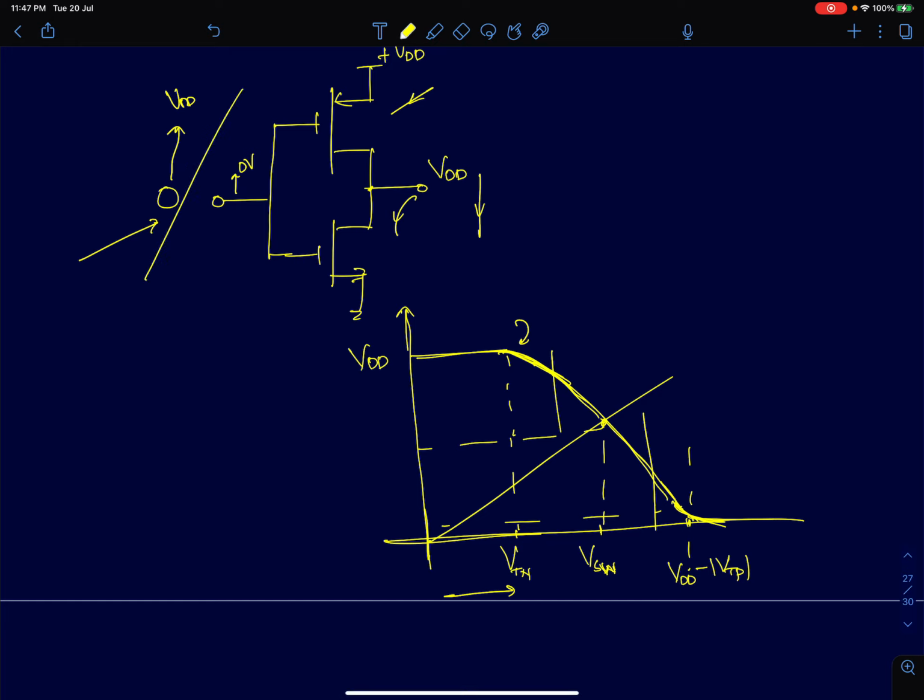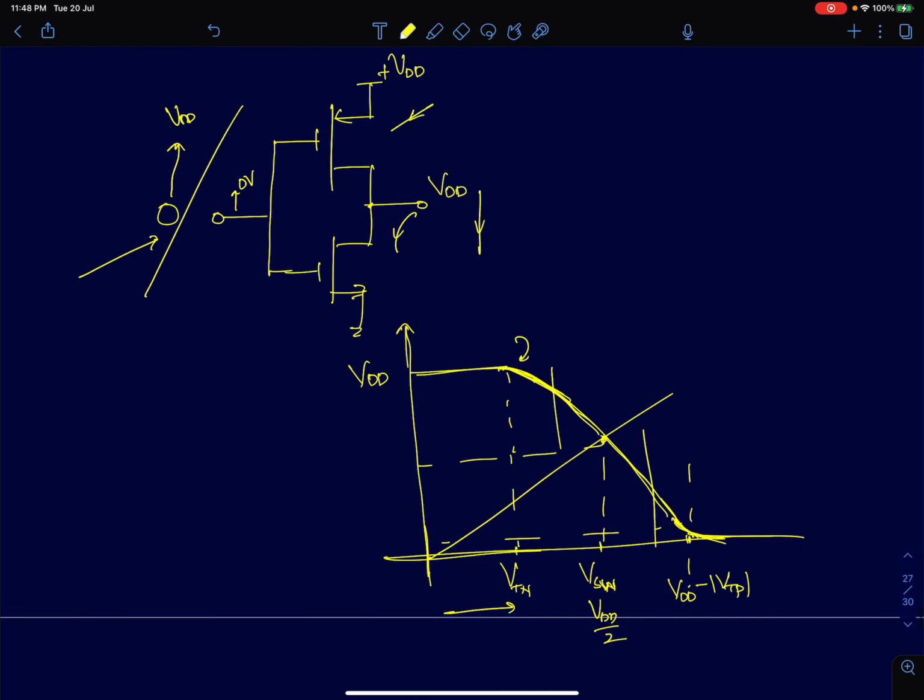At some point they both will meet, the output and input voltages will be equal, and that's called the switching threshold. If your devices are sized in such a way that the mu Cox W by L of NMOS and PMOS are the same, and also the VTs of NMOS and PMOS are the same, that point will typically be at VDD by 2. And after that, as you keep increasing your input further and further, when your input reaches VDD minus mod VTP, your PMOS is completely cut off.